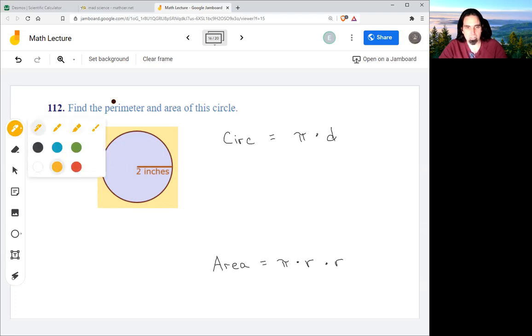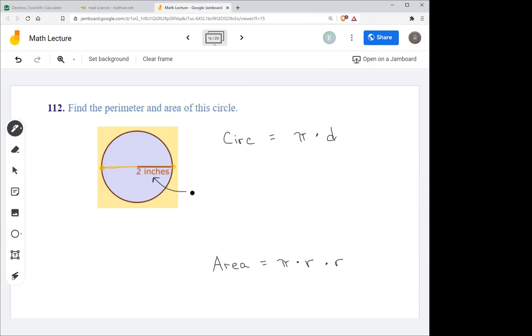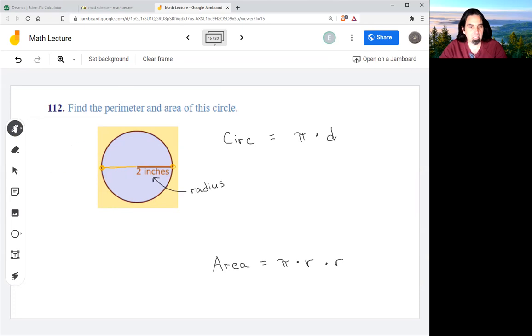I'm missing something. Which is the 2 inches? Is this the radius or the diameter? Radius. So what's my diameter going to be? 4. Once you've labeled both, then you can always do these problems. So the circumference wants the diameter one.